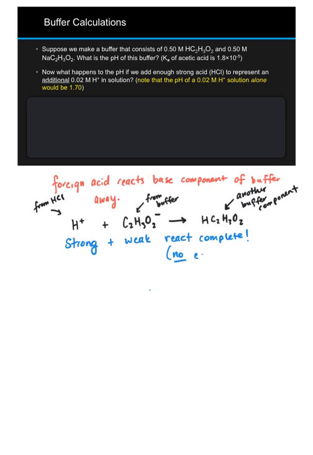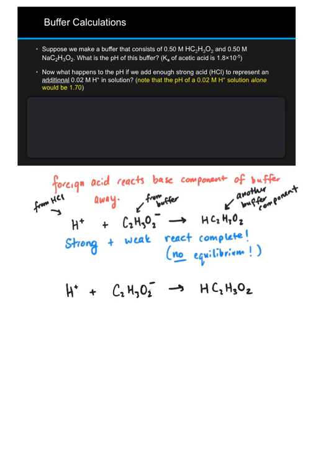No equilibrium is reached when a strong acid is added to a weak base, or a strong base is added to a weak acid. Strong and weak react complete, meaning that we can use the same principles of stoichiometry from General Chemistry 1 to figure out what the concentration of our conjugate base and conjugate acid components of our buffer must be.